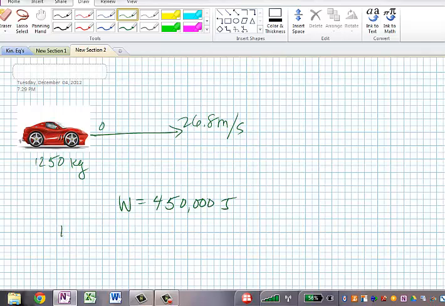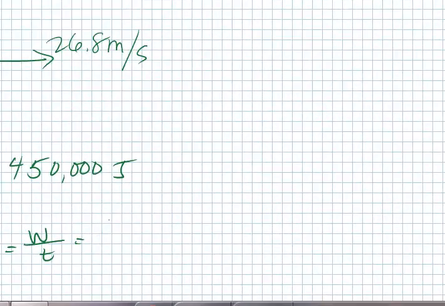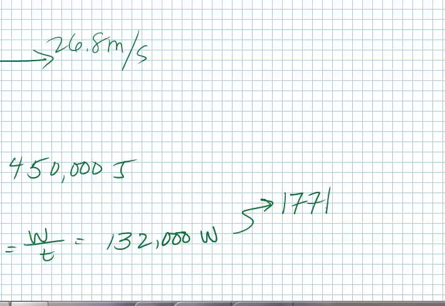We then were told that if the time was 3.4 seconds, and the power is work over time, so 450,000 divided by 3.4 came to about 133,000, or 132,000, I guess, it's close. 132,000 watts.